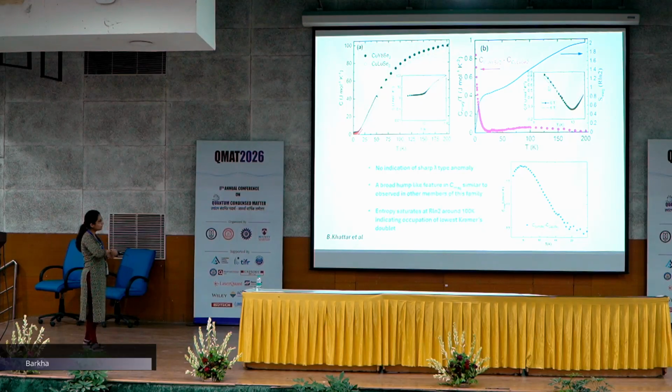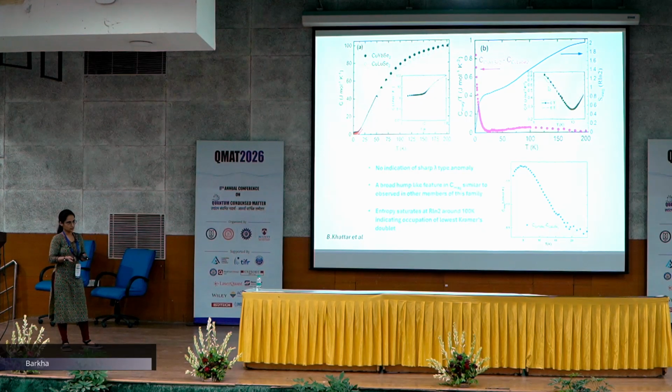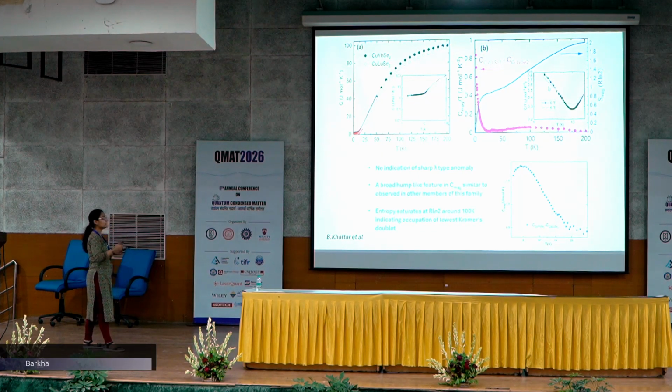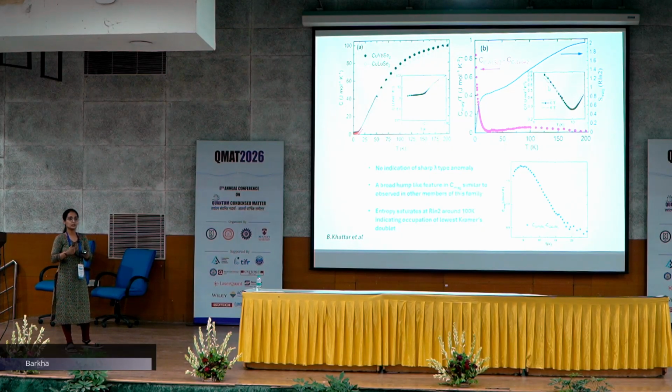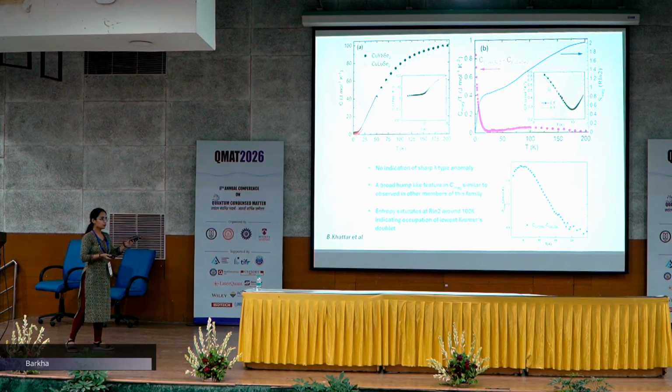Instead, there is a broad hump-like feature in C magnetic, which has been obtained by subtracting the lattice part, taking copper lutetium selenide as the reference. This broad hump-like feature is similar to what has been observed in the other members of this family, and it may be due to short range correlations that are developing.